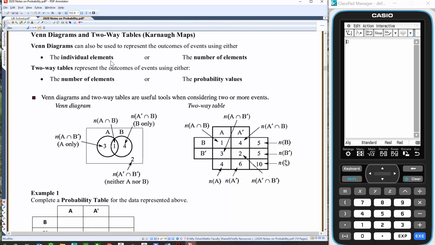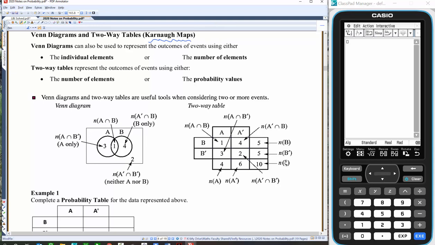All right, Venn diagrams and two-way tables. They were called Karnaugh maps back in my day. Yeah, but the book tends to refer to them as two-way tables. So they're just different ways of representing the outcomes of events.